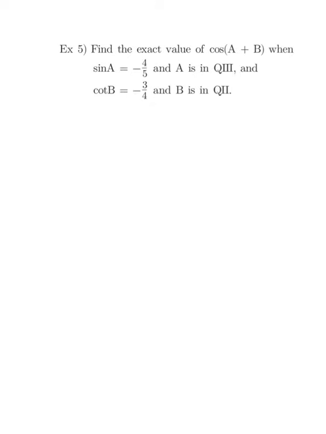On example 5, it says to find the exact value of cosine of a plus b when the sine of a equals -4/5 and angle A is in quadrant 3 and the cotangent of b is -3/4 and angle B is in quadrant 2. I would suggest that you always draw little pictures for yourself just to help you keep organized. The mistake that students make when they don't draw pictures is sign errors. So think about angle A being in quadrant 3.